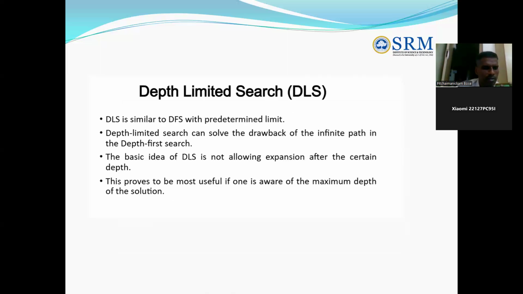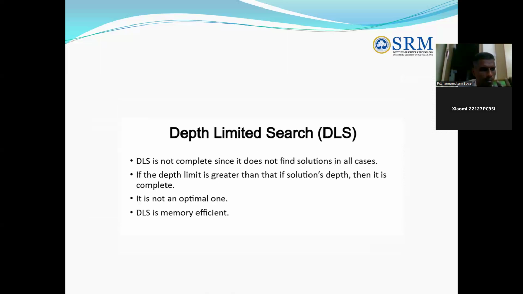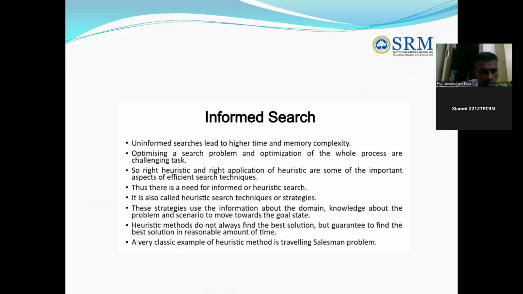So if the depth limit goes very long, or there is an infinite path, that should occur in between the depth first search. So definitely we can go for the depth limit search. We need to set the limit on this. Another thing is the depth idea. So the basic idea of the DLS is not allowing the expansions also, and this is an algorithm. Another thing is these are all some features of depth limit search.